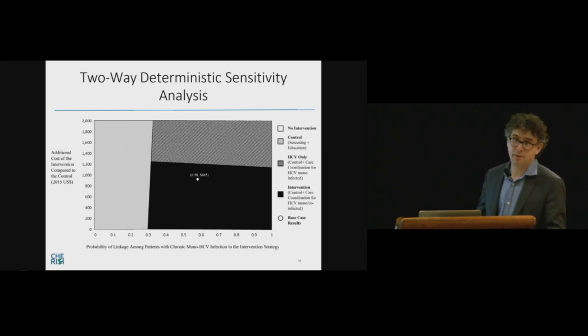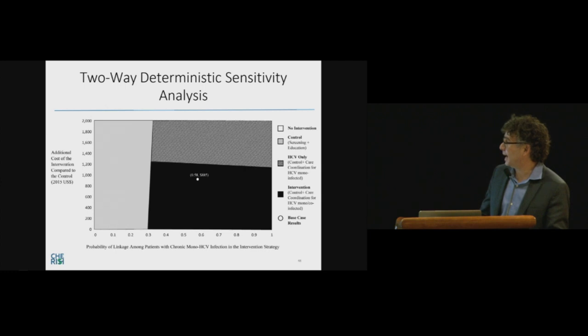And right, this dot represents the base case of that analysis, and so in this analysis, the base case conclusion was that you should do the intervention. However, as you might suspect, if the linkage rates really fall to terrible, then the intervention stops looking so good, right? And now we're into this space, which is control. Likewise, if the intervention becomes super expensive, then probably what we should do is limit the number of people who are getting that intervention and only focus on the people with hep C mono infection, whereas this is all people, including co-infection.